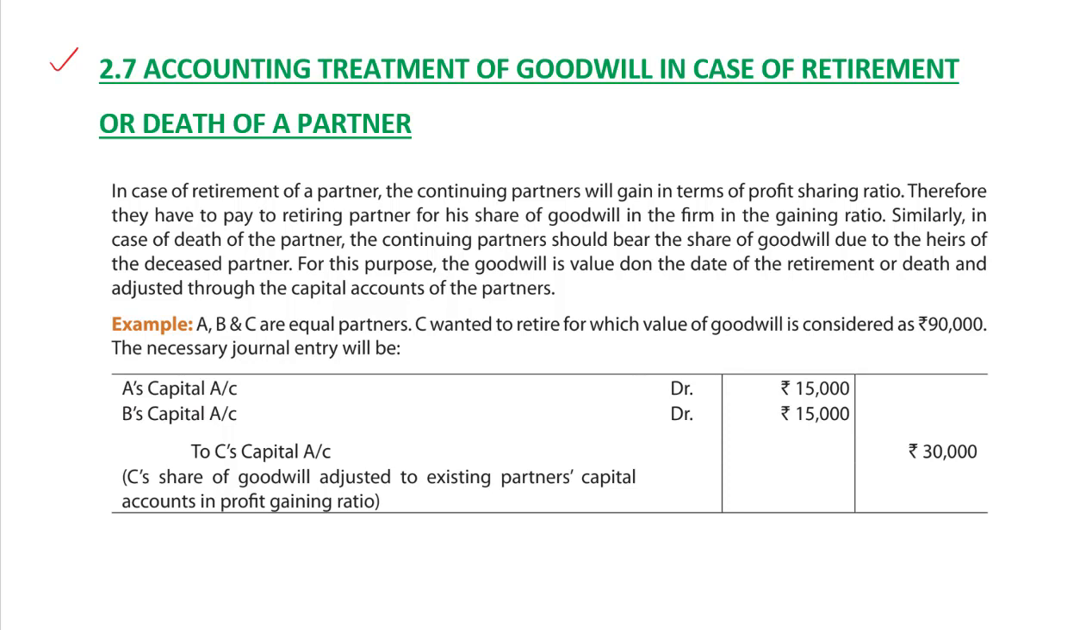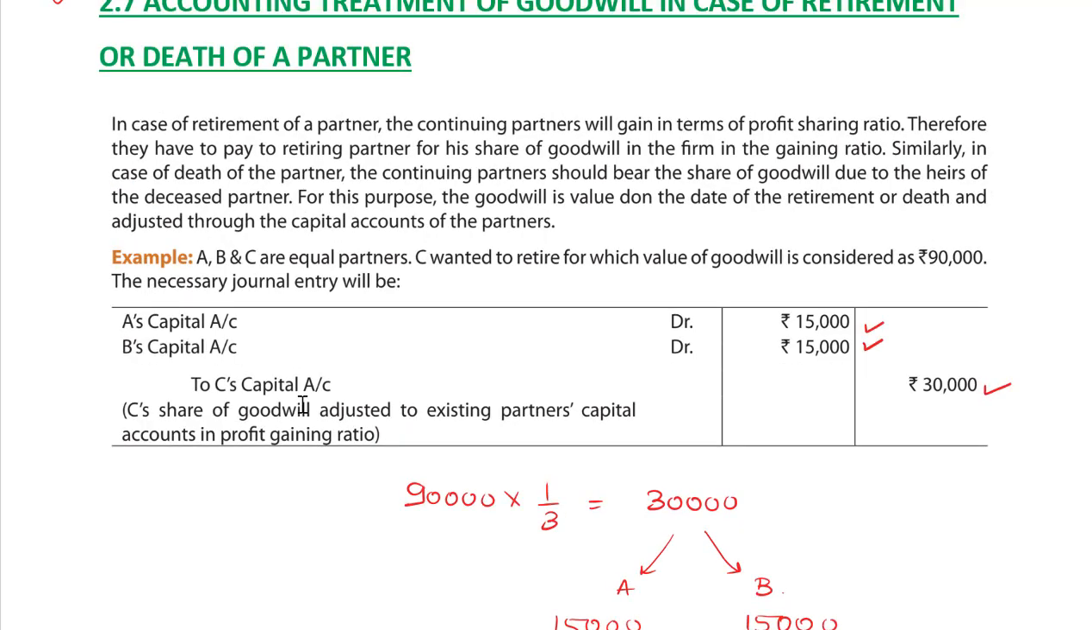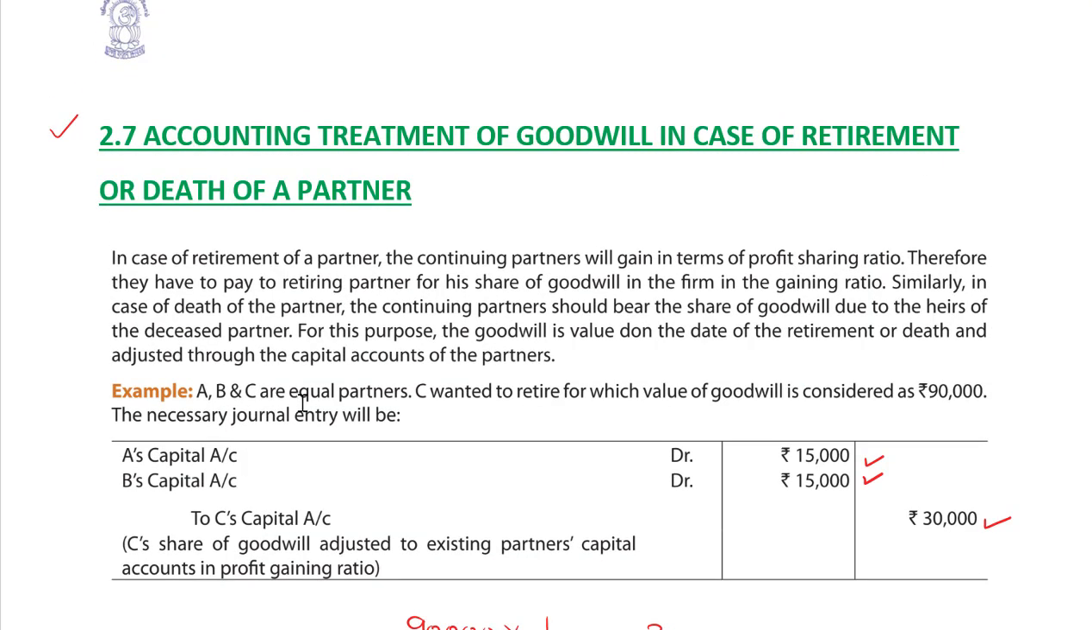Example: A, B and C are equal partners. C wanted to retire, for which the value of goodwill is considered as 90,000. The necessary journal entry is as follows. A, B and C are equal partners. So 90,000 multiplied by C's share 1 by 3, that is 30,000. This 30,000 would be shared between A and B equally, 15,000 each. So gaining partners' accounts debit to sacrificing partner's capital account. A's capital account debit 15,000, B's capital account debit 15,000, and C's capital account credit 30,000. I believe you understood the accounting treatment of goodwill in case of retirement or death of a partner.